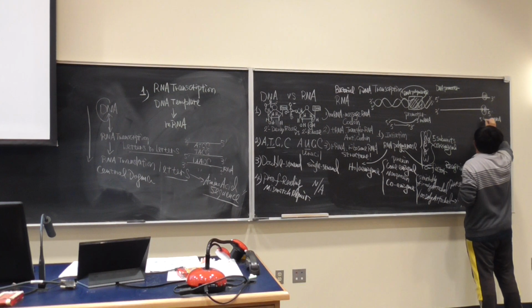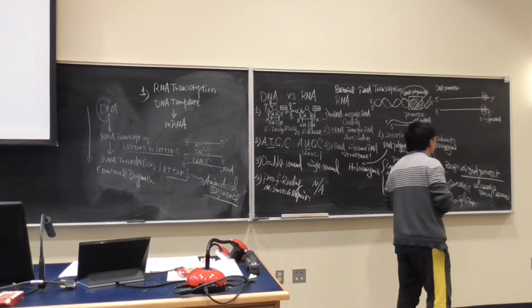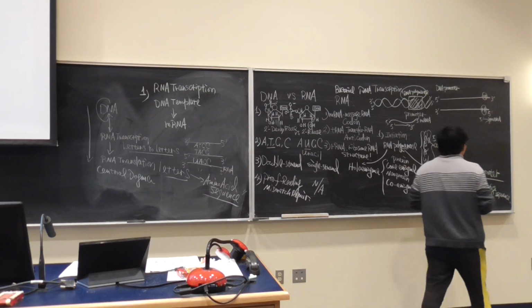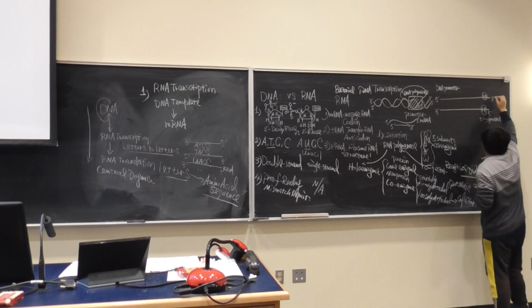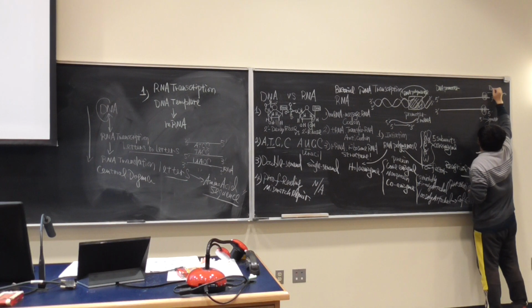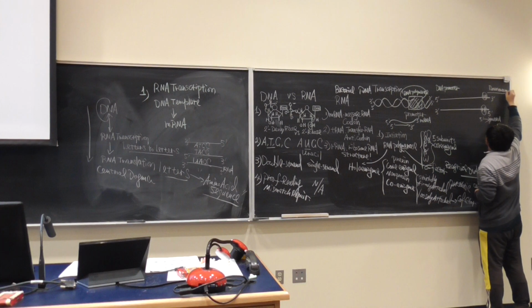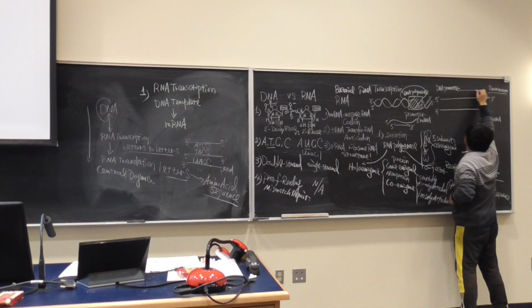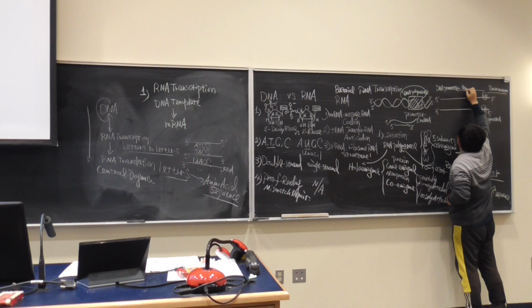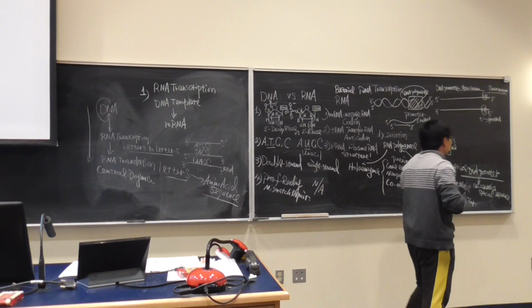Okay, that's 5 prime to 3 prime. It goes that way. Everything happens here. The gene sequence on the right side, we call downstream. On the left side, by the way, upstream. This is the first thing you need to know.